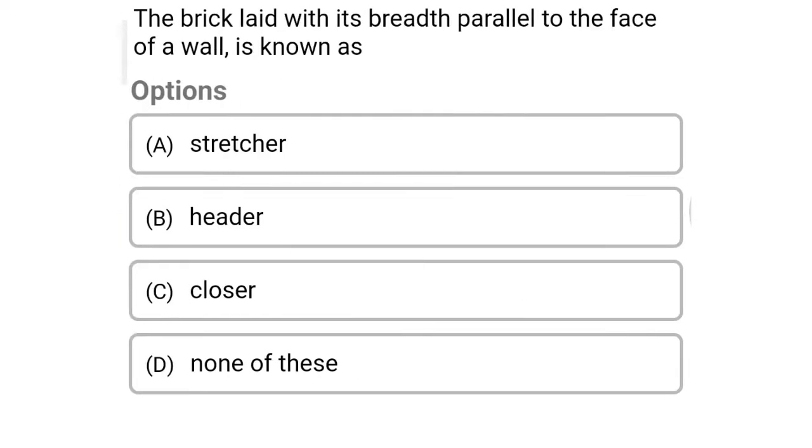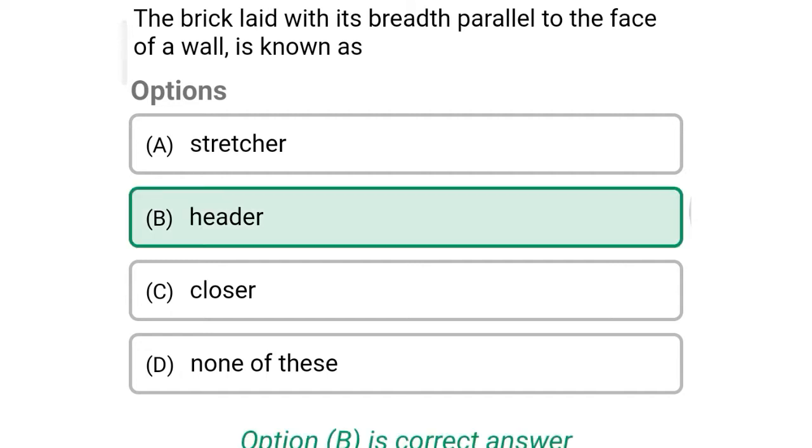So next question, the brick laid with its breadth parallel to the face of the wall is known as option A stretcher, option B header, option C closer, option D none of the above. So the correct answer is option B header.